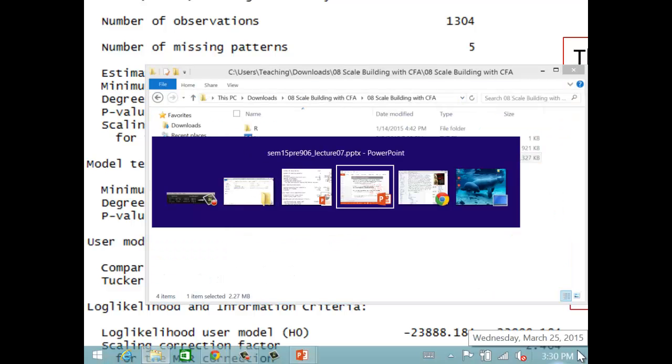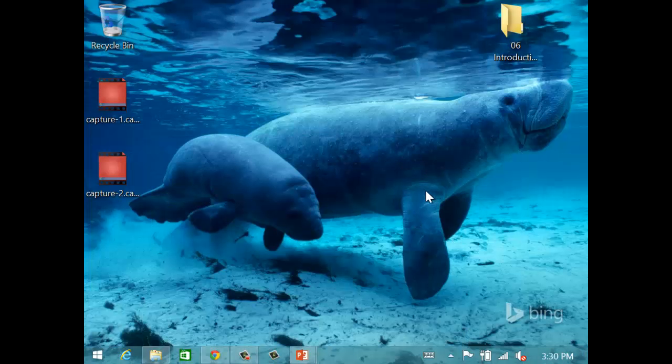Action. I like Bing's picture today. Anyone like manatees? Anyone else like manatees? Nah. When I was a kid, I grew up out on the West Coast, and I think I was in 3rd grade. We took a trip to the aquarium in San Francisco, and I saw this exhibit with manatees, and I was like, whoa, those things are cool.